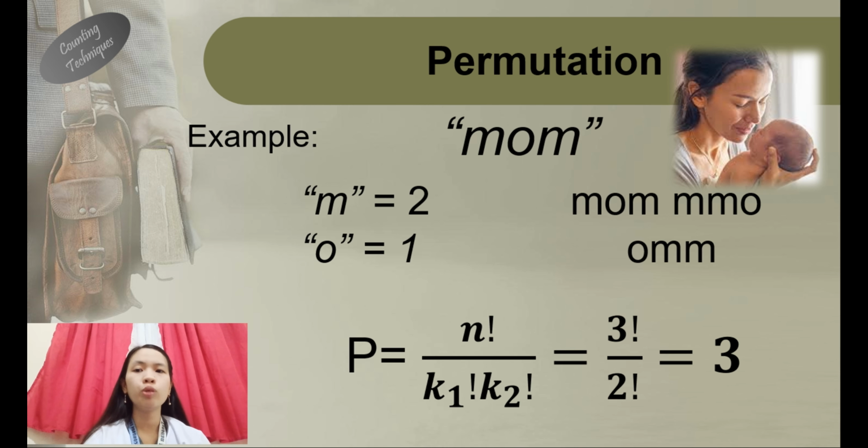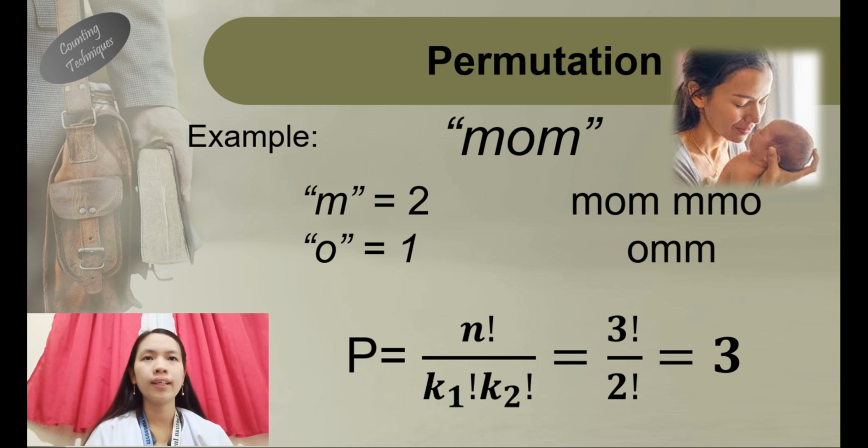So, there are 2 permutations of the m's among them. But the word MOM has only 3 distinguishable permutations taken 3 at a time. They are MOM, MMO, and OMM.